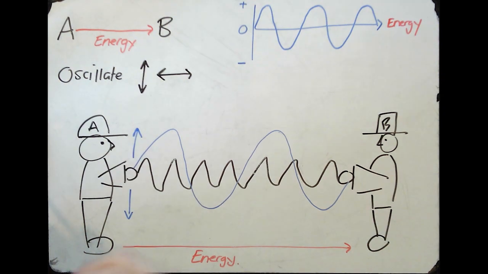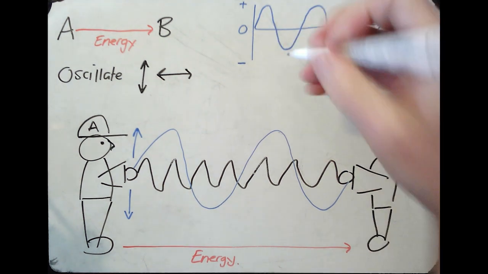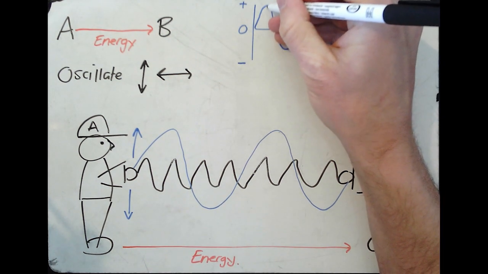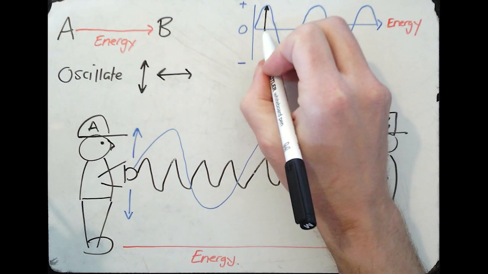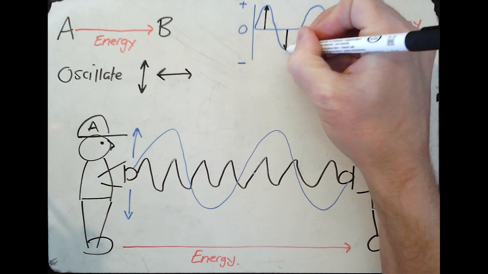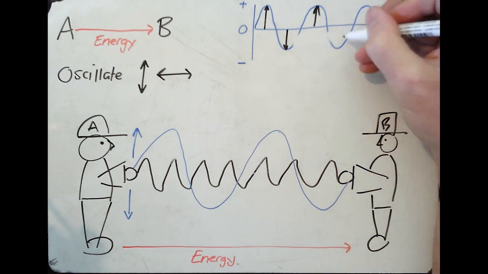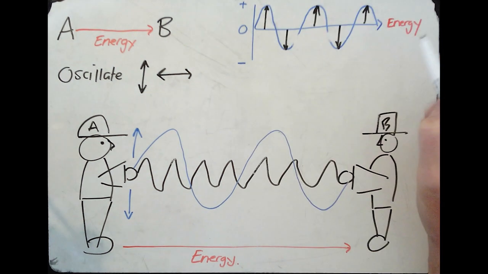Now, I want to have a look at the peaks and the troughs. So I'm going to draw in the displacement of the spring, so that at this point the spring had moved up. At this point the spring had moved down, up, down, and up. And that's what's made our wave pattern.